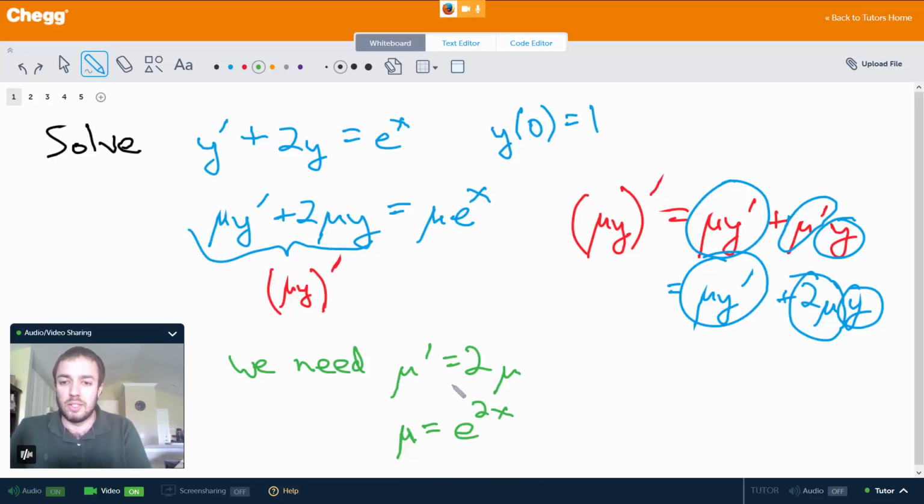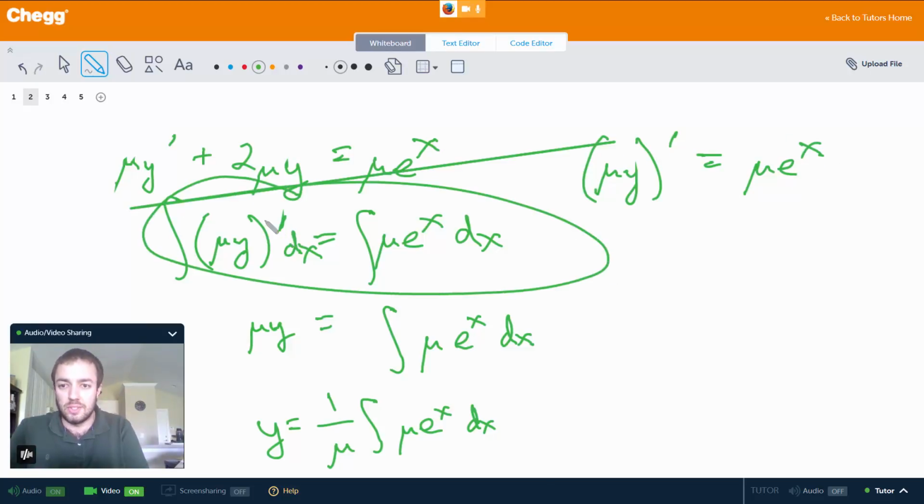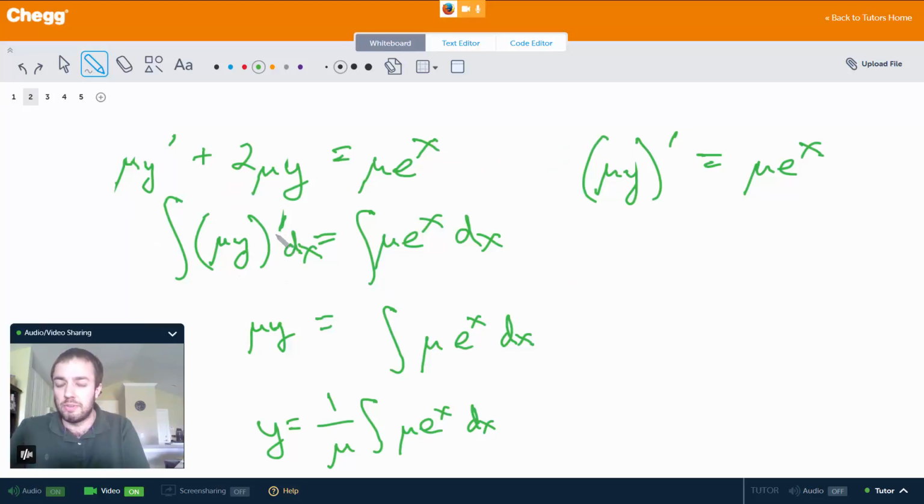So if mu is, well, and then stepping back a bit, how does this mu even help us? Well, if we can express this as mu y primed, then we end up with mu y primed equals mu e to the x, and then we integrate both sides, and then we got this. And then remember, if you integrate the derivative here, you just get the expression back. And then over here, we have to leave that as it is, and then divide both sides by mu to get where we are now. All right, and again, because we actually have the mu, we know that mu is e to the 2x, then we can figure out what y is explicitly.